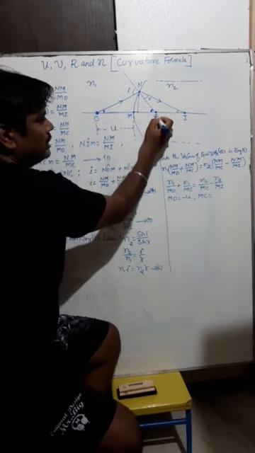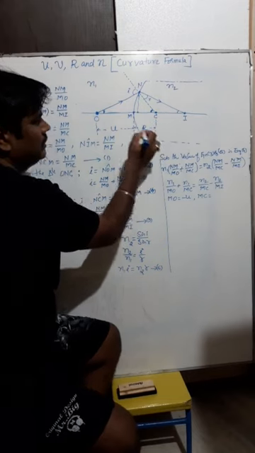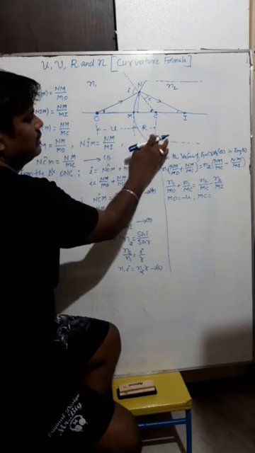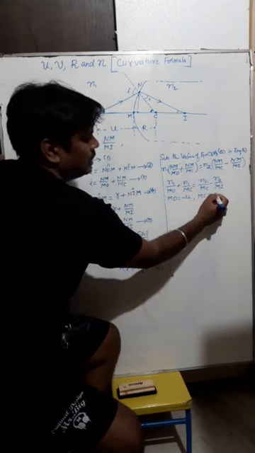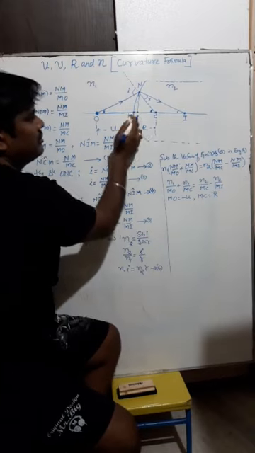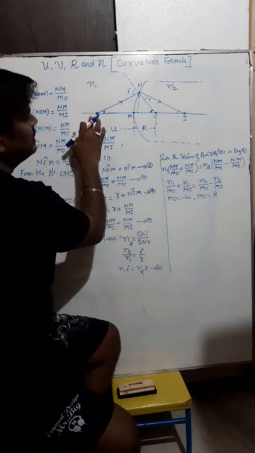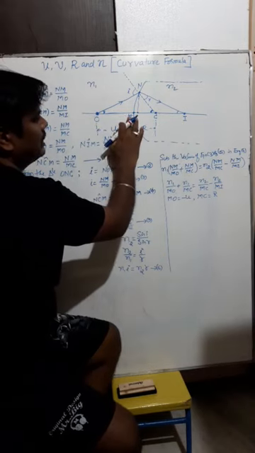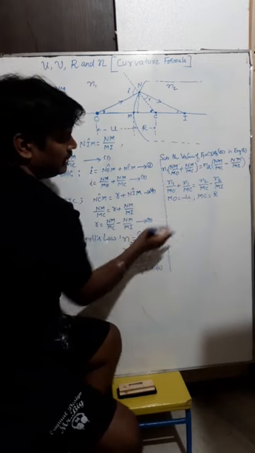From here to here, it is the radius of curvature R. Right? R is the radius of curvature. So R is positive only. Why is it positive? Because we are measuring along the direction of incident ray. The direction of incident ray is towards right, and the direction of measurement of R is also towards right. That's why it is a positive R value.